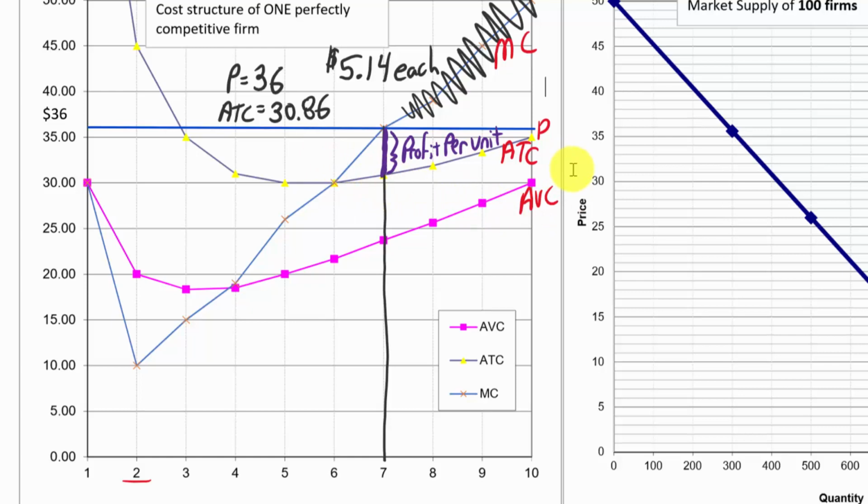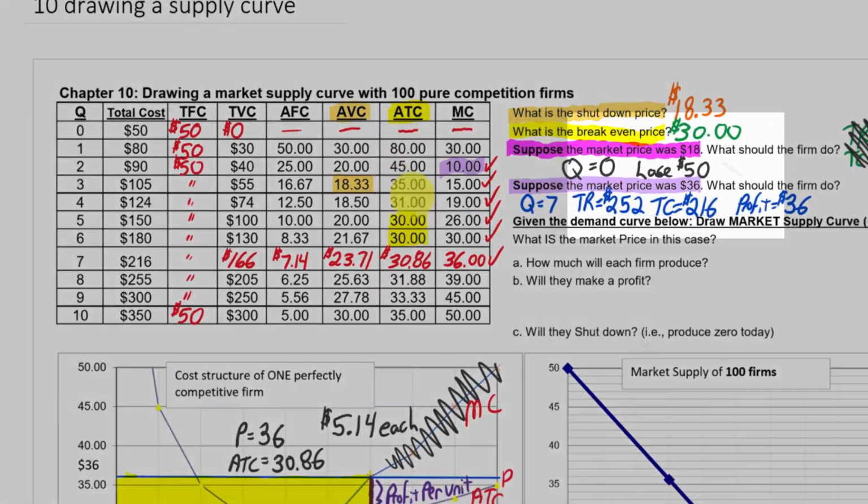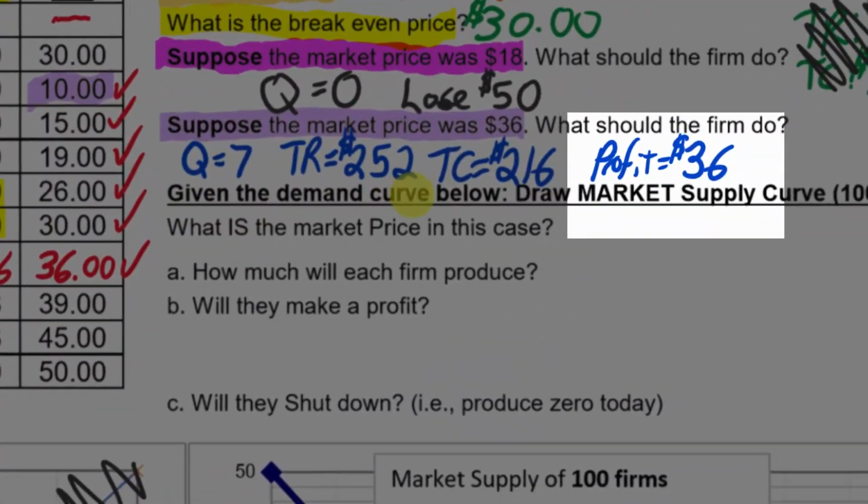Now, how could we calculate the total profit from that $5.14? Well, what we could do is multiply the $5.14 times 7, right? Because we're getting $5.14 in profit for each of 7 units. So if we calculate the area of this yellow rectangle here, which is $5.14 high times 7 units long, 5.14 times 7 gives us $35.98. And that is the profit that we calculated over here. Almost.